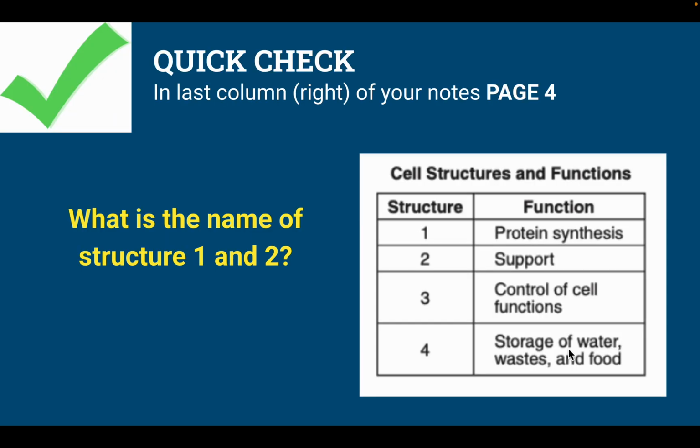All right, it's time for a quick check. So we are still in your notes on page 4. For this one, you don't need to draw this table, but I want you to write the answer. What is the name of structure number 1 and number 2? So we just took notes on these organelles. Which structure or organelle does protein synthesis? And which structure is number 2? It gives support.